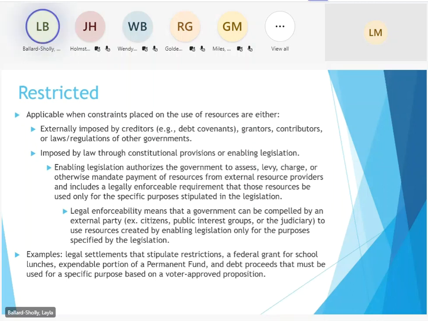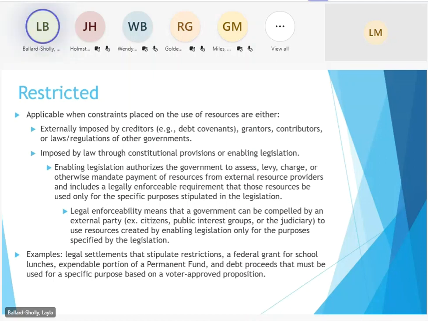Enabling legislation authorizes the government to assess, levy, charge, or otherwise mandate payment of resources from external resource providers, and includes a legally enforceable requirement that those resources be used only for specific purposes stipulated in the legislation. So legal enforceability means that a government can be compelled by an external party, like the citizens or the judiciary, to use resources created by enabling legislation only for the purposes specified by the legislation.